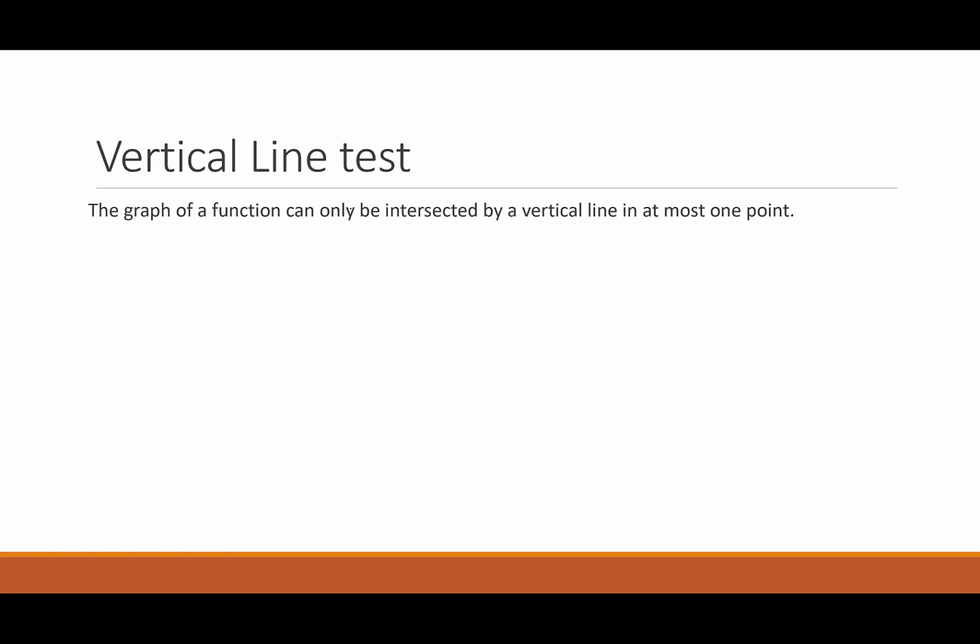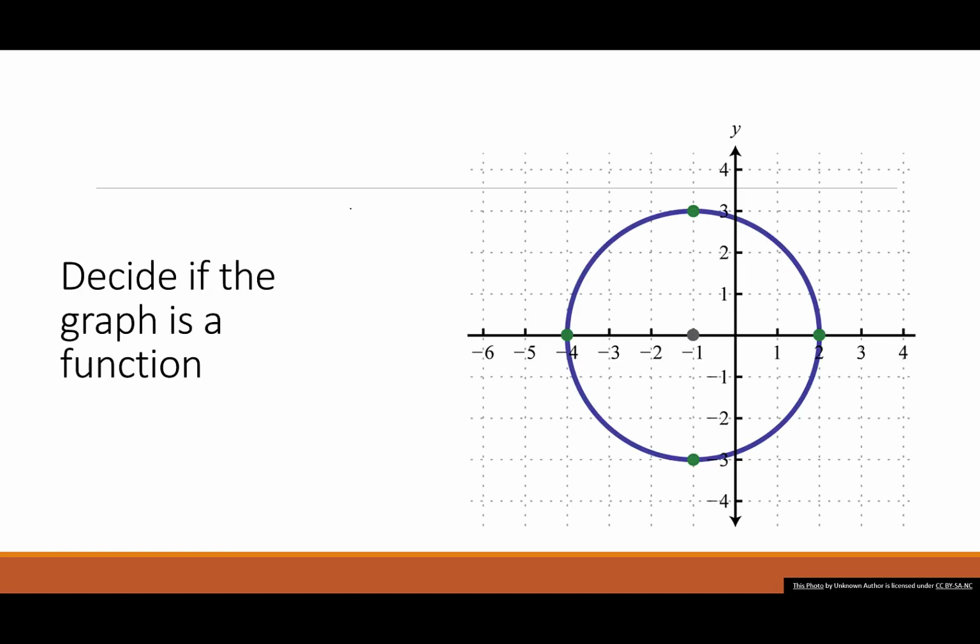So the easiest way to tell by looking at it as a graph is to use a vertical line test. So the vertical line test says that the graph can only be intersected by a vertical line at most one point. So for example, if I have this circle, I would say, is this a function? And the answer is no. I can draw a vertical line that crosses the graph in more than one point, so this is not a function.